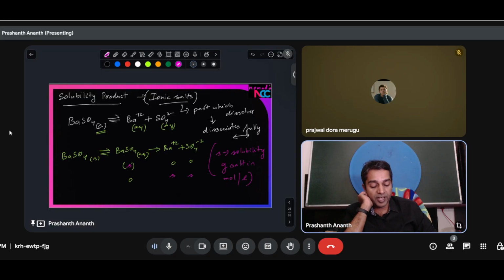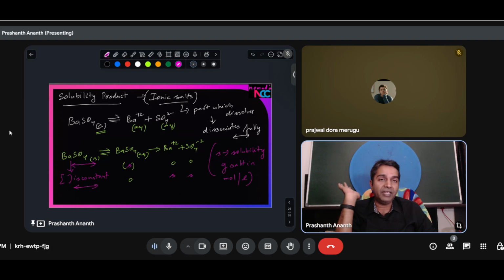So in the case of barium sulfate here, this is a solid. Solid means concentration is constant. Why? Because it is going to be having a standard density which is not going to be changing. Surface area will matter, but if it's powdered, activity will be different. We will be calling it as activity in that particular case. We will not call it density, but either way it is going to be a constant.